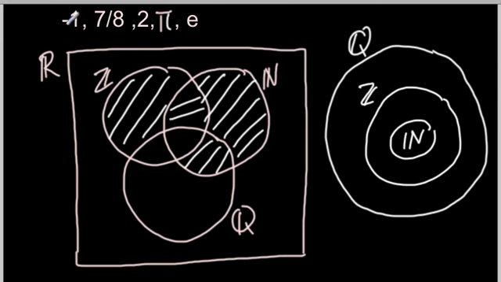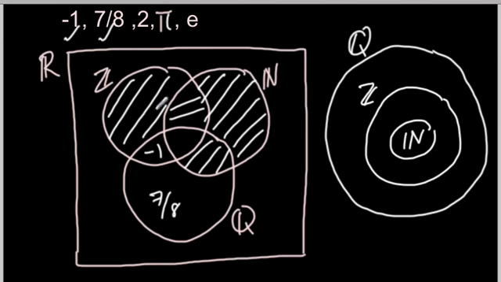So let's look at the first number, which is -1. Basically, is -1 an integer? Yes. Is it a natural number? No. So -1 fits beautifully right here. Okay, so let's look at 7/8. 7/8 cannot be an integer, and it can't be a natural number because it's a fraction. So it has to fit right here into the rational numbers. So we're done with this, we're done with that.